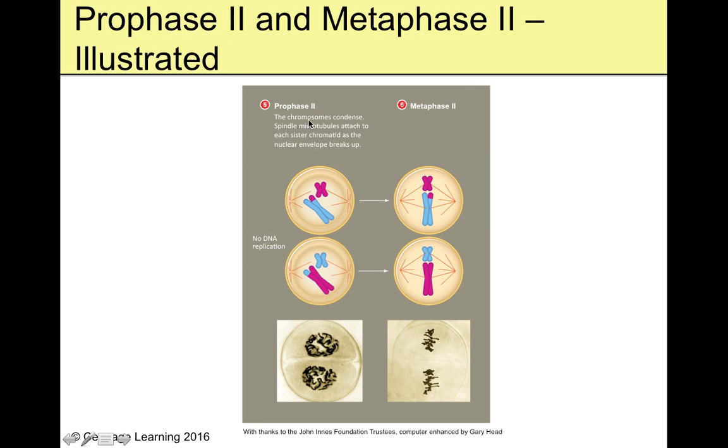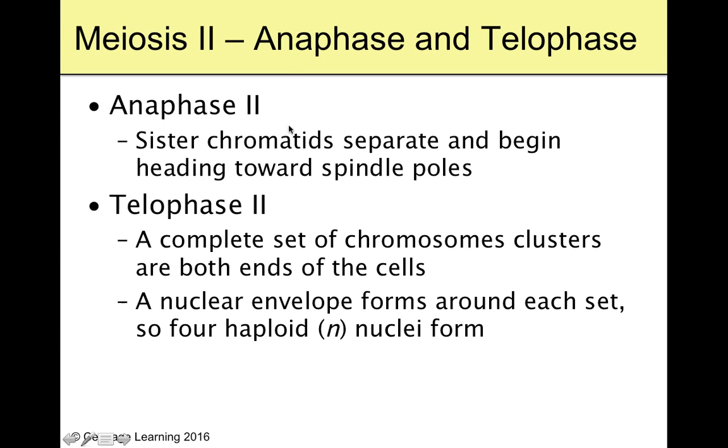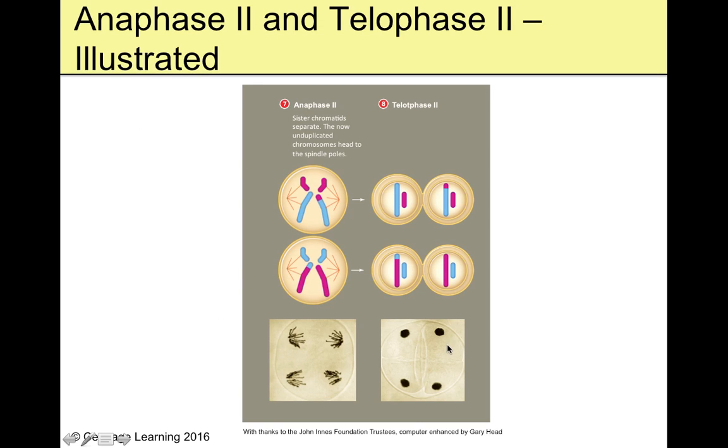Okay, so here we have prophase 2, you can see condensed chromosomes. Metaphase 2, they're lined up in the middle, this is occurring again. Anaphase 2, they separate again. Telophase, they cluster at the end, and we get a nuclear envelope again. And so look what we've done at the end. 1 cell, 2 cells, 3 cells, 4 cells.